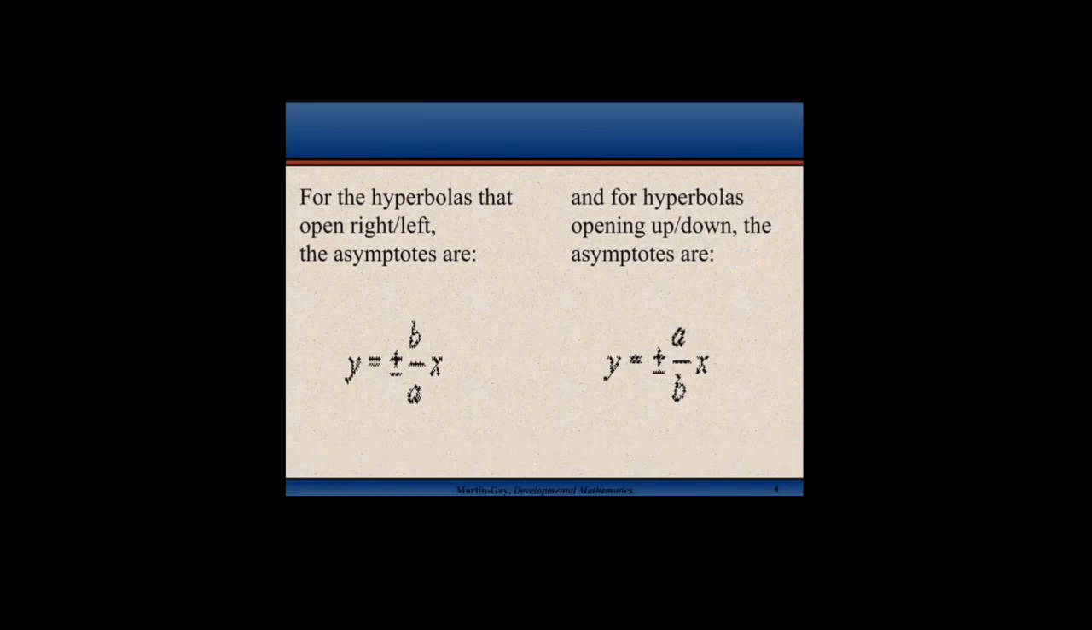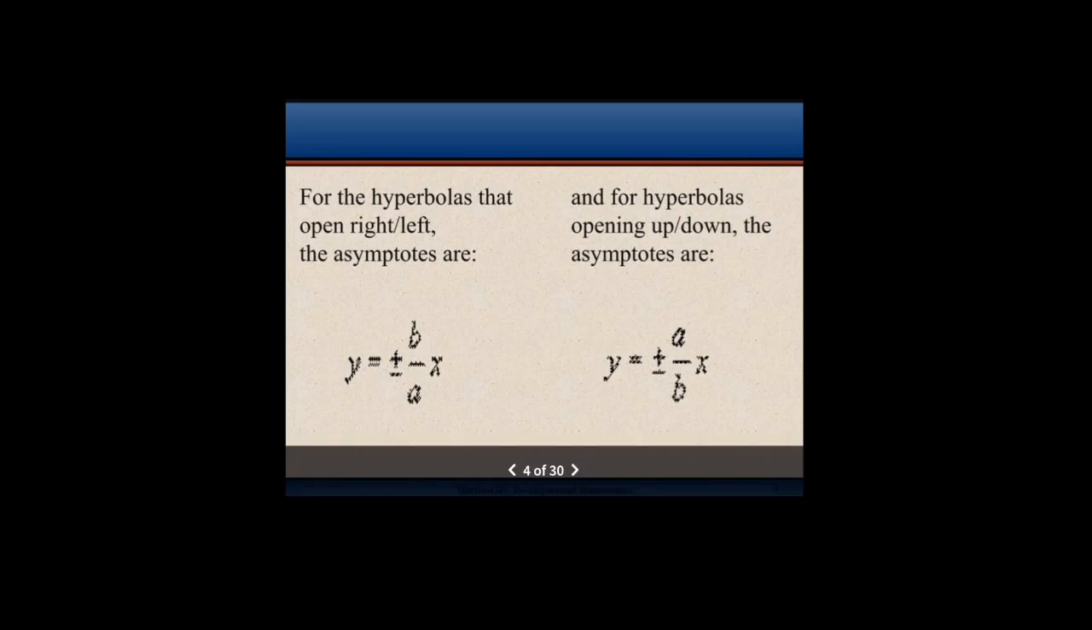For hyperbolas that open right and left, the asymptotes are y equals positive and negative b over a x. And for hyperbolas opening up and down, the asymptotes are y equals positive and negative a over b x.